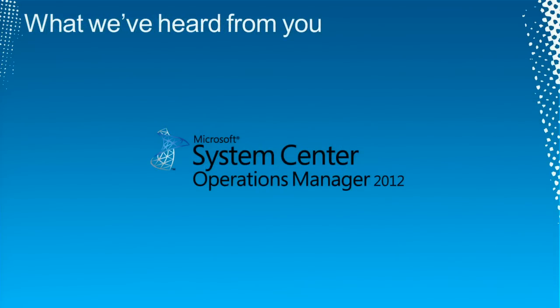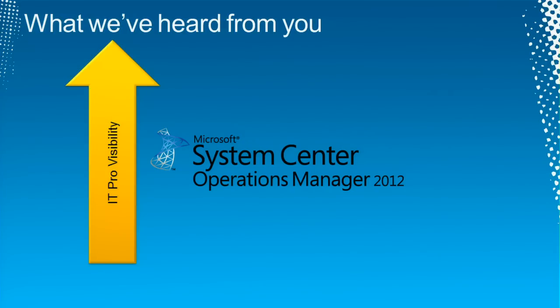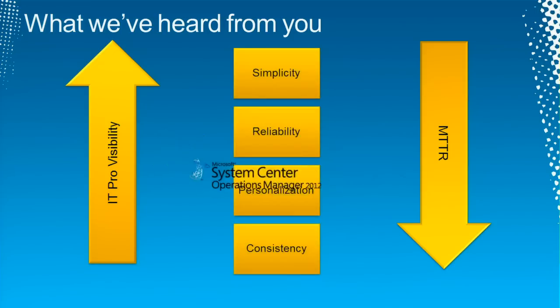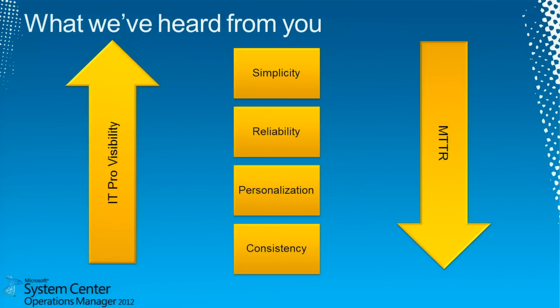So as far as what we're actually going to talk about today, in Operations Manager 2012, as I mentioned, the two big goals for us were around raising IT Pro visibility, giving you more information and a better lens as far as how your environment's functioning, as well as reducing your mean time to resolution. And the themes that our developers used when we were going through the Ops 12 release is really around four big ideas: simplification, reliability, personalization, and consistency. So we're going to talk about each of the new enhancements in Ops 12 using those as our main lens, or our North Star for the product.